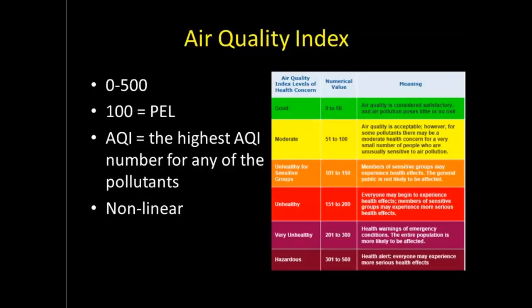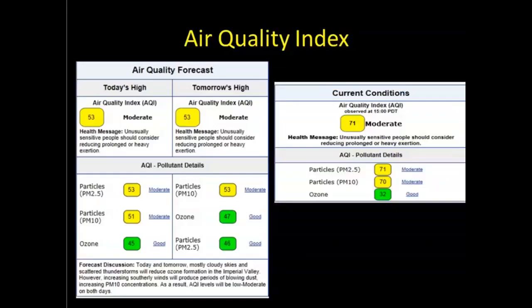The other thing that's really important about this is it's not a linear scale. So 200 is not twice as bad as 100. It may be 10 times worse. It may be slightly worse. It all depends on the specific pollutant. And so it is not a linear scale. And though higher numbers are more pollution, a doubling of a number does not necessarily mean a doubling of the actual content of the air.